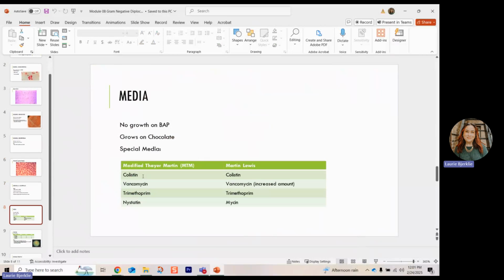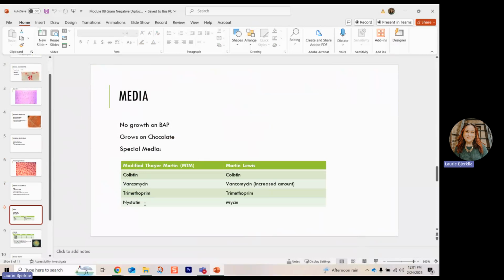Vancomycin inhibits your gram-positives from growing. Trimethoprim inhibits a specific organism called Proteus. Proteus is just a gram-negative rod that really swarms and takes over a plate, so we can use trimethoprim to decrease that action. And then nystatin will inhibit any yeast from growing. That way, by the end of it, you're pretty much just left with gram-negative cocci left to hopefully grow if they are there.